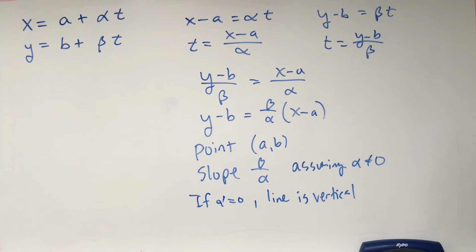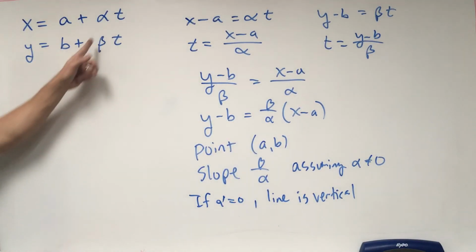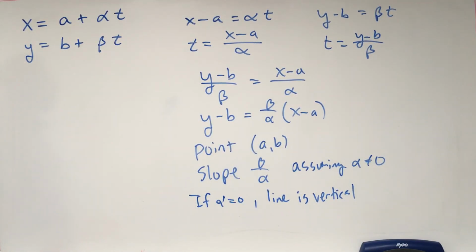So in this way, we can see that every parametric equation pair of this form is going to describe a line. Next time we'll do another example of eliminating the parameter to see other types of parametric equations.